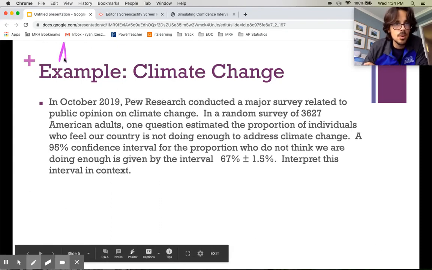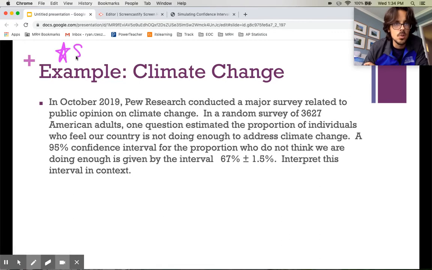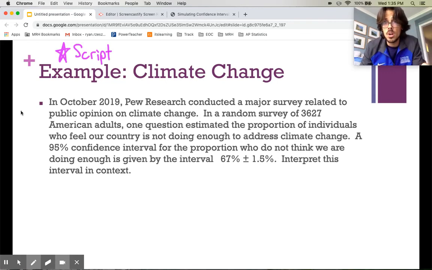A big part of this chapter and of AP Stats in general is learning scripts for how you interpret different pieces of information. So put a star at the top of this page. This is going to be a script that we can use to interpret a confidence interval. So if we actually needed to talk about what a confidence interval tells us, this is what we would do.